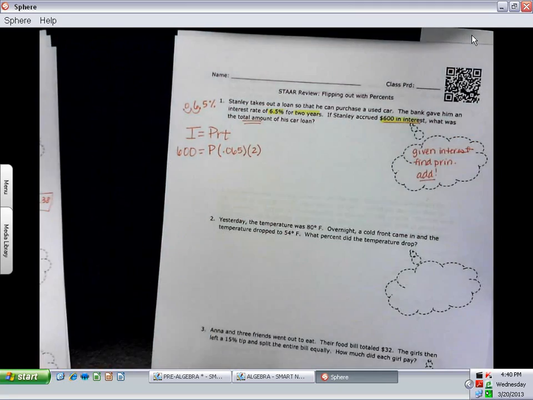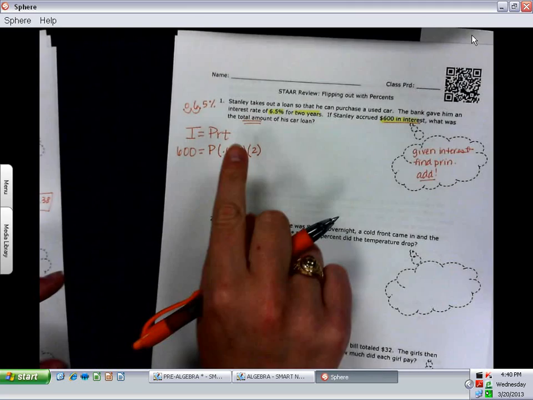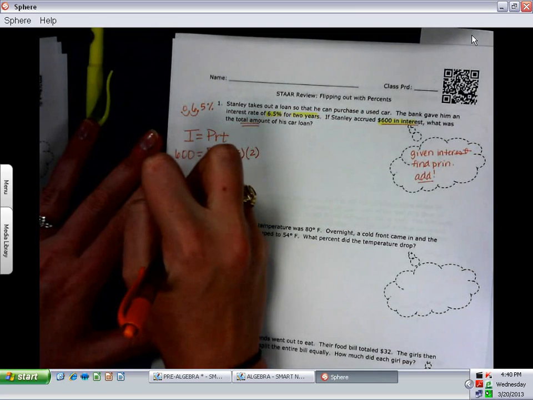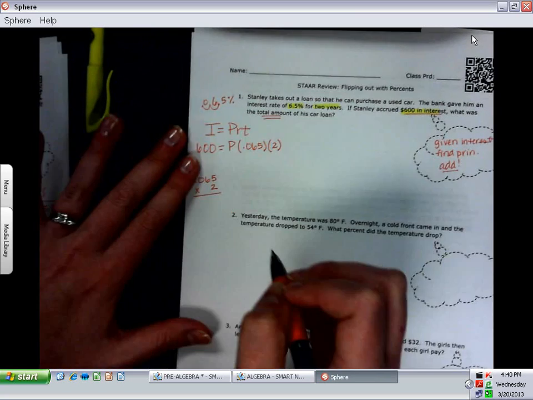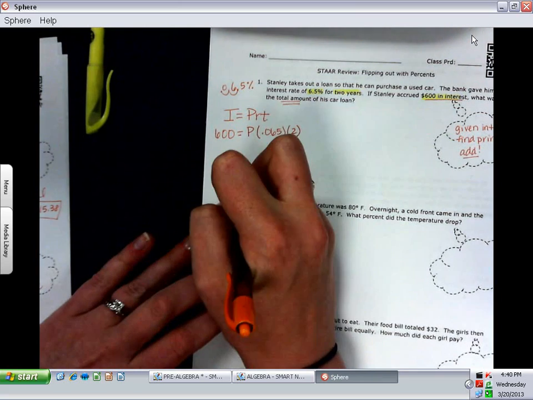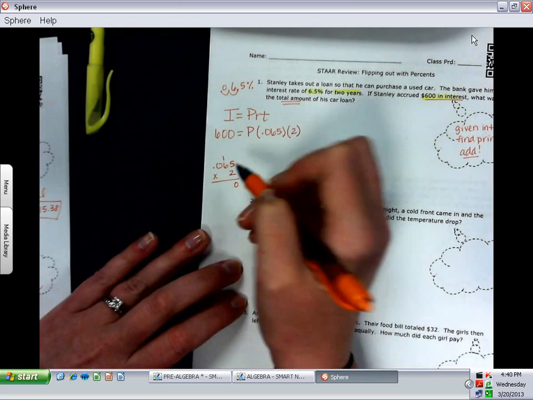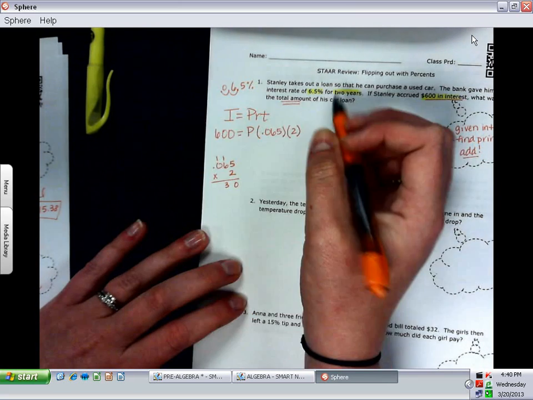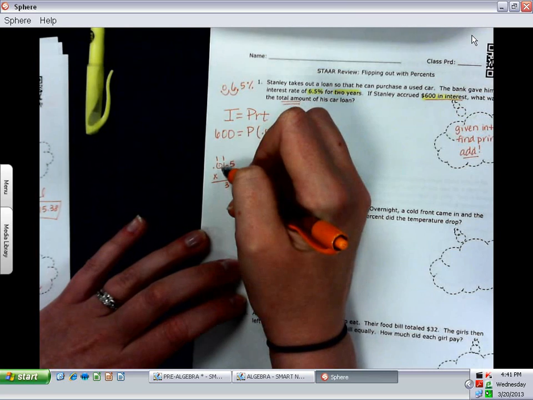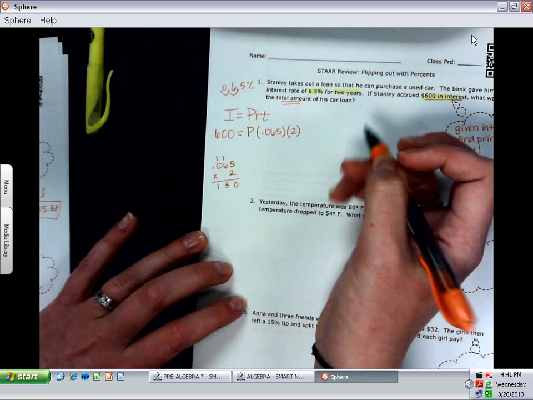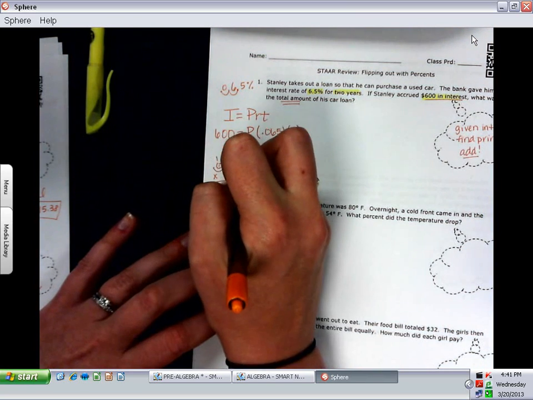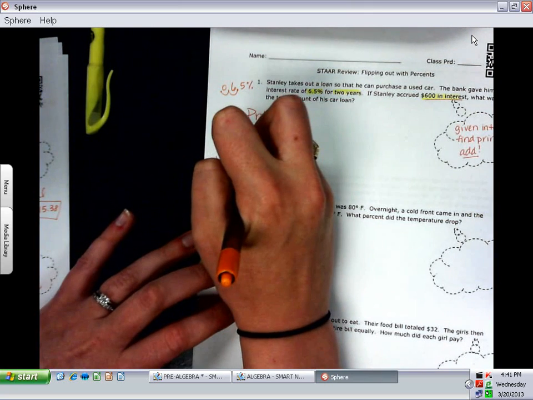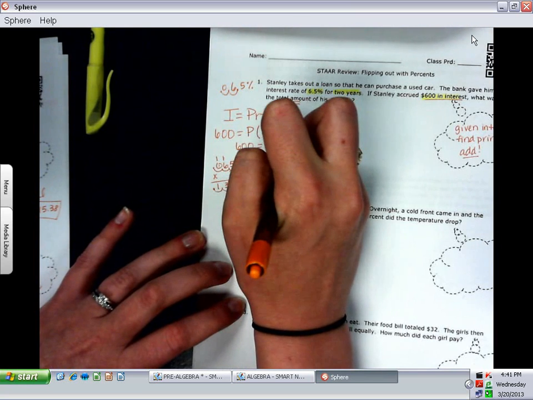Alright, so I've got to solve for P. In order to solve for P, I need to multiply this. So I am going to do 0.065 times 2. 2 times 5 is 10, so write the 0, carry the 1. 2 times 6 is 12, plus 1 is 13. Write the 3, carry the 1. 2 times 0 is 0, plus 1 is 1. And don't forget you have 1, 2, 3 decimal places here, so it's 1, 2, 3 here. So 600 equals P times 0.13.